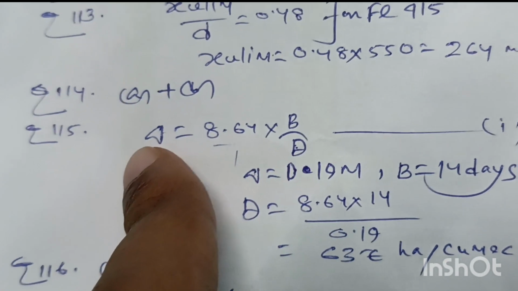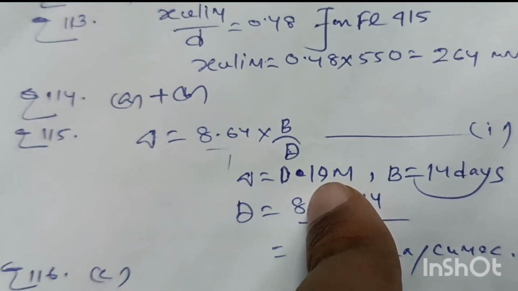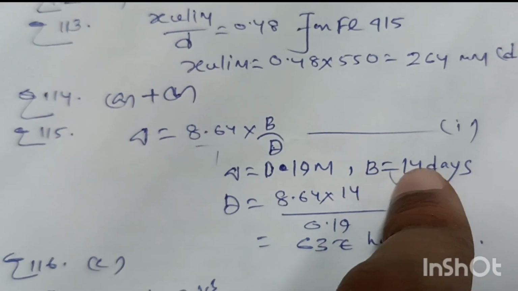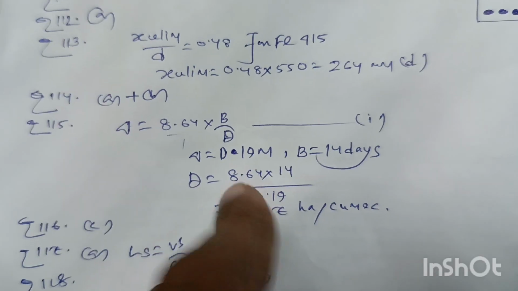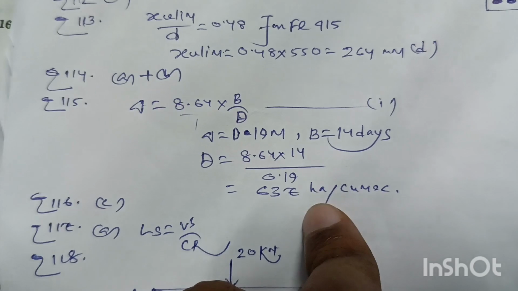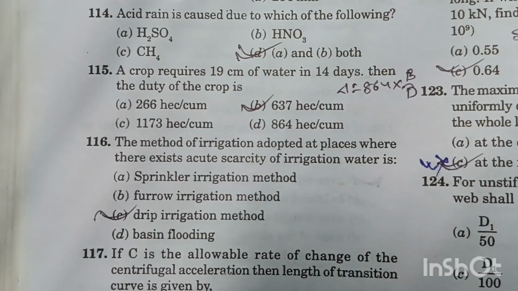Delta is the depth of water, which is given as 0.19 meter or 19 centimeter, and the base period B equal to 14 days. So duty will be 8.64 into 14 divided by 0.19. That will be equal to 637 hectare per cumec. Option B is the right answer.